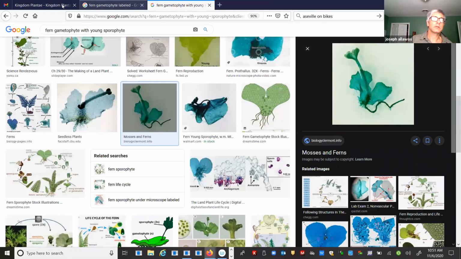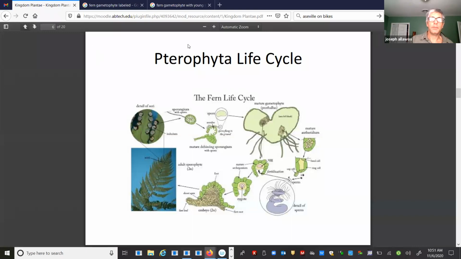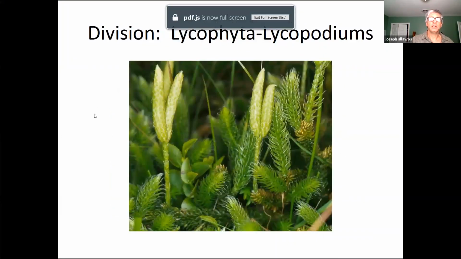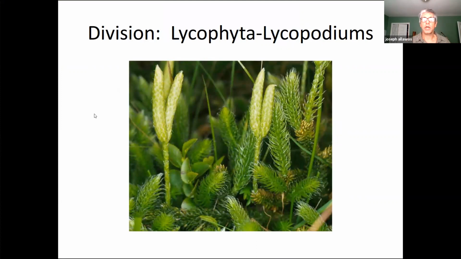So what about the rest of the allies, things that are allies to the ferns? There is the Lycophyta, which are commonly called running cedar, running pine, or Lycopodium. Okay. And what are we looking at here?